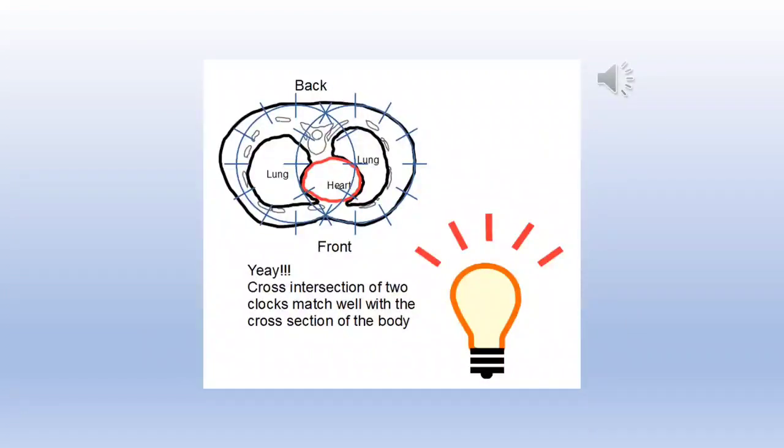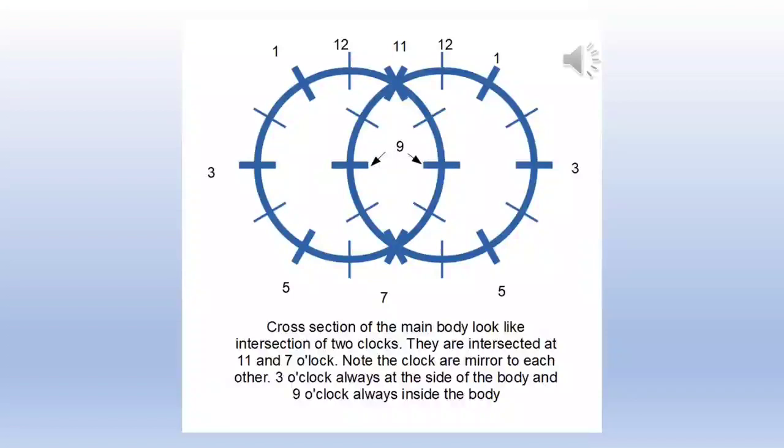Then I superimposed it on the cross section of the body. Oh yeah, it matched very well. That's why the cross section of our body is actually a superimposition of two clocks. It's not one clock. That is very, very important. You always have to remember this. This is the schematic drawing of the two clocks. Look at it until you understand what it is, because this is the basis of our hexagenous reflexology.